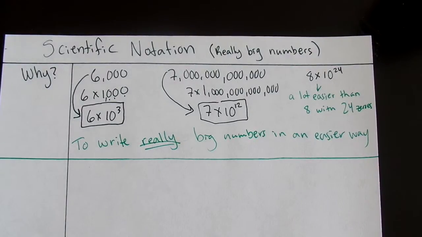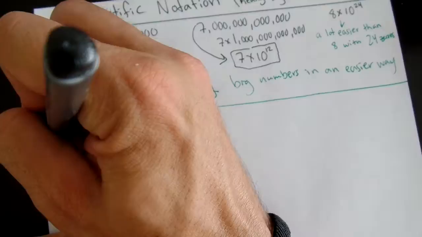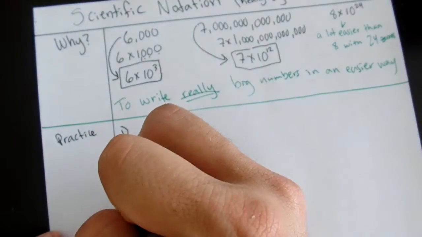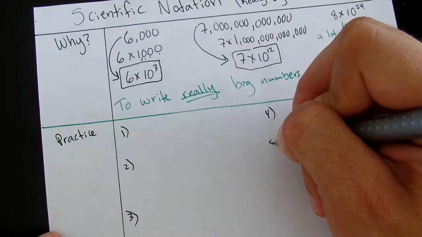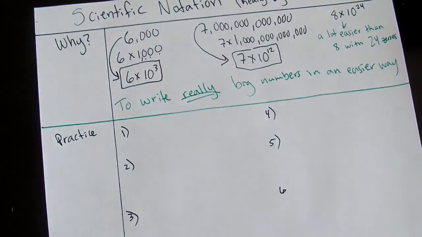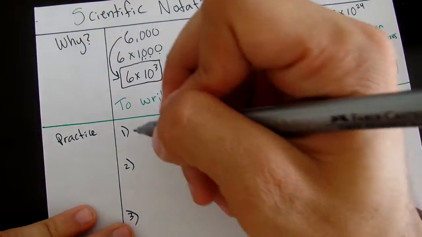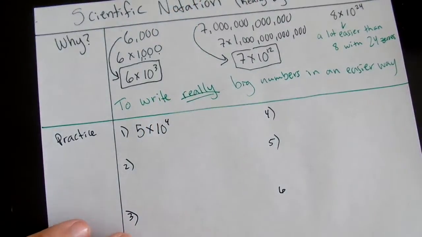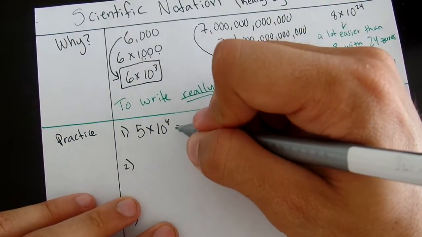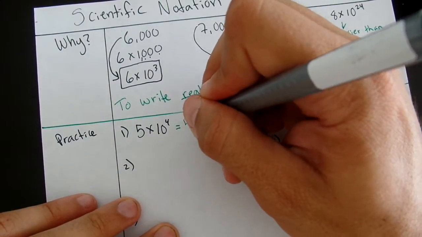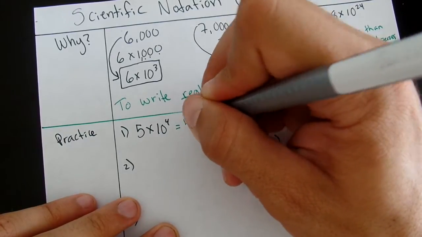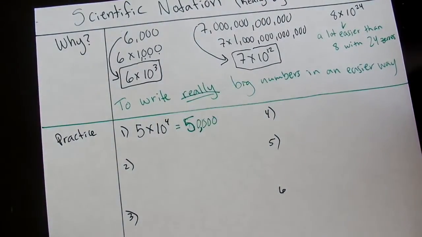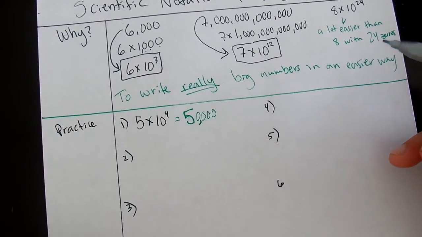Okay. So, let's do a little practice. Let's do 1, 2, 3, 4, 5, 6. First one we're going to do: 5 times 10 to the 4. We know that equals 5 and then 4 zeros. Oh, I put the decimal wrong, so ignore. There you go. 50,000. So that 10 to the 4 is 10,000, and 5 times 10,000 is 50,000.